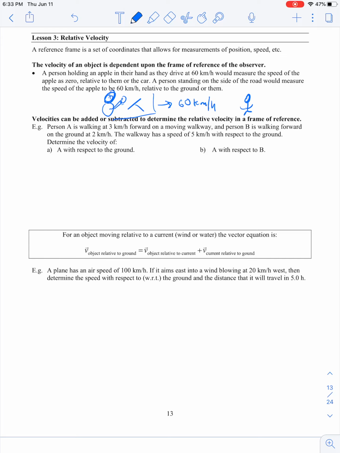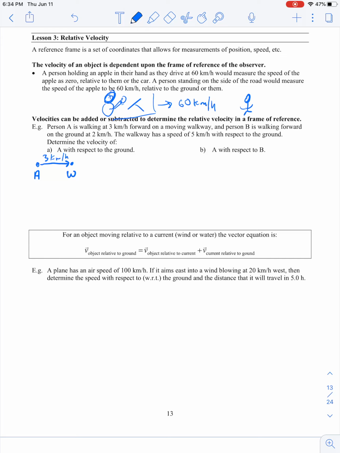So we can use frames of reference to determine velocities, and we can also add and subtract velocities with different frames of reference to get the velocity in a particular frame of reference. So for example, person A is walking at 3 kilometers per hour forward relative to a moving walkway. So this vector would look like this. It would have a start and a point, and normally we would say, okay, that's the person A, that's the walkway W, and this represents 3 kilometers per hour.